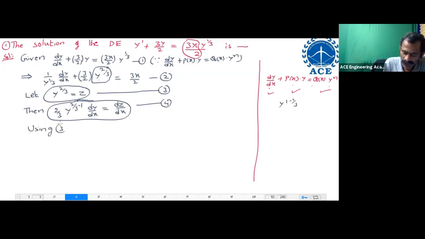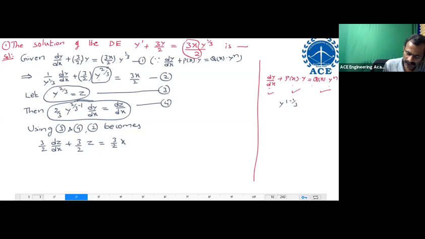Using 3 and 4, 2 becomes, that is when you substitute 3 and 4 in 2, that becomes like this. In place of 1 by y power 1 by 3 dy by dx, this 2 by 3 goes other side, that becomes 3 by 2 into dz by dx plus 3 by 2 into z equal to 3 by 2 into x. The equation 2 is becoming like this.